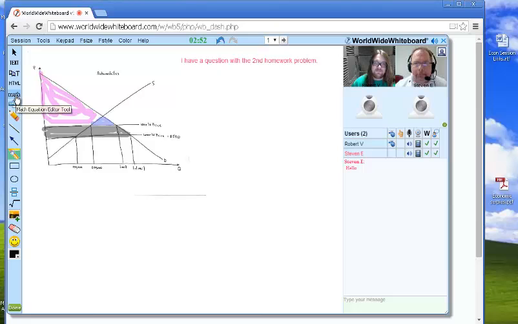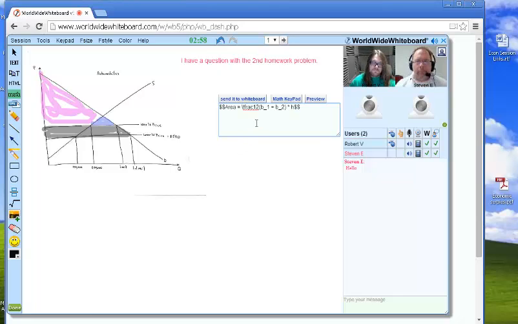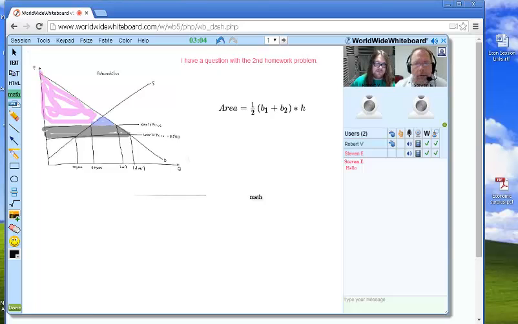Okay, no problem. I can paste the formula for the area of a trapezoid onto the whiteboard screen. Now, are you able to use that formula to calculate the area of this gray region? I think so. Base 1 would be the world price, and base 2 would be the world price minus 500. Right, taken out to the demand curve.